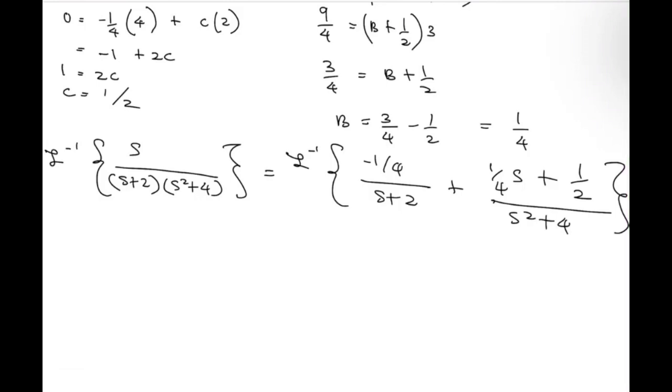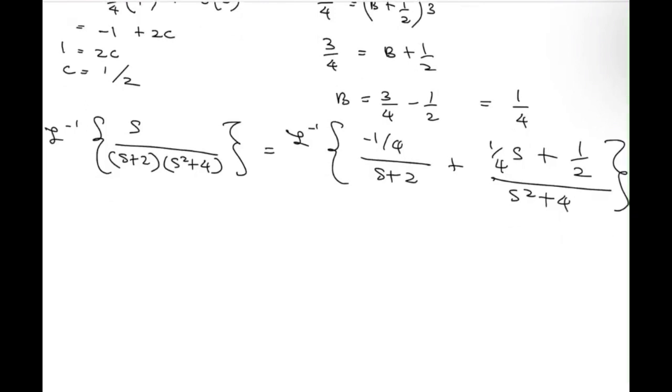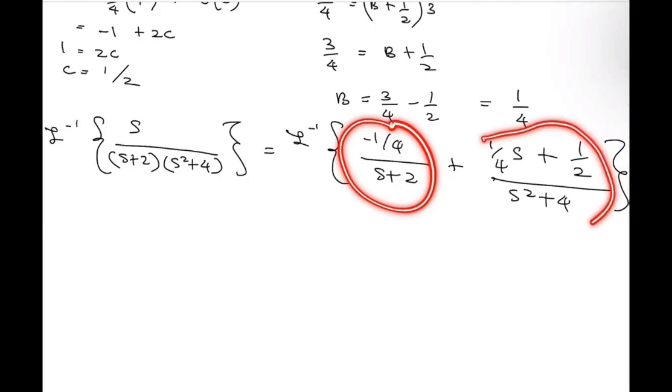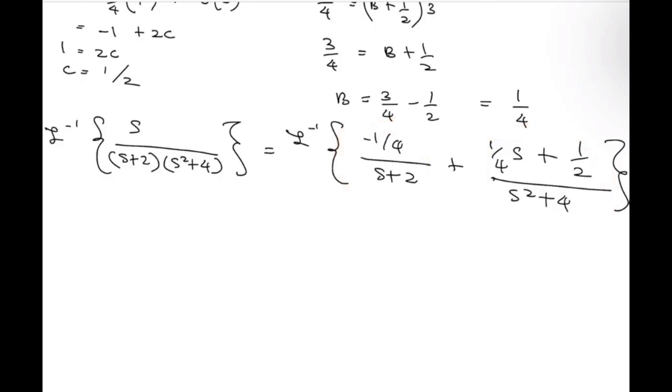Alright, so we have the inverse Laplace of 1 minus 1 over 4 over s plus 2 plus 1 over 4s plus 1 over 2, over s squared plus 4. Alright, so this one, you can use the same method as we already learned just now, as I already showed. Because in the table we don't have s plus some function, that means we need to divide this one into two fractions.